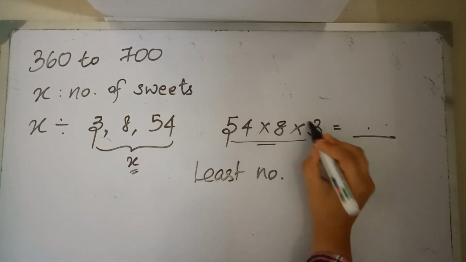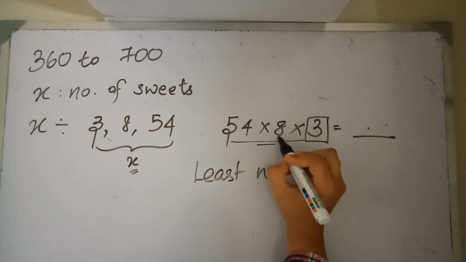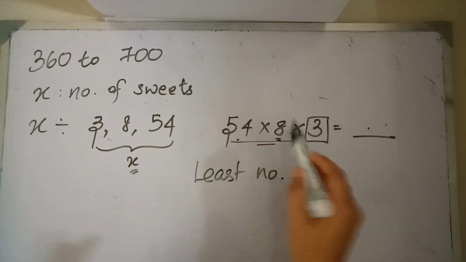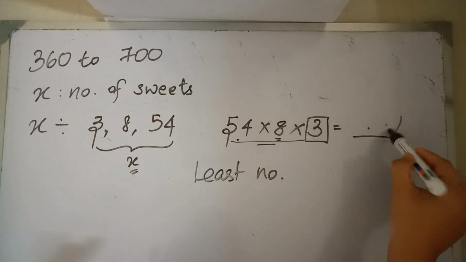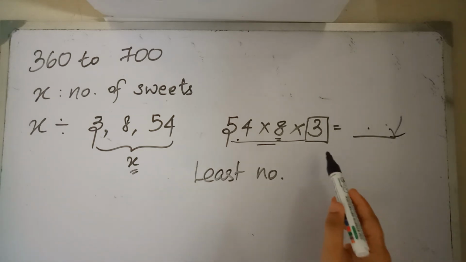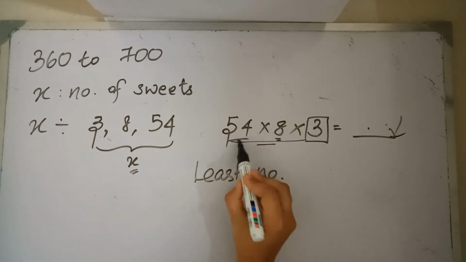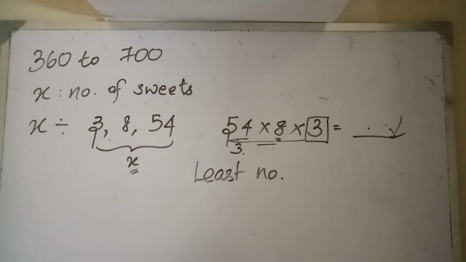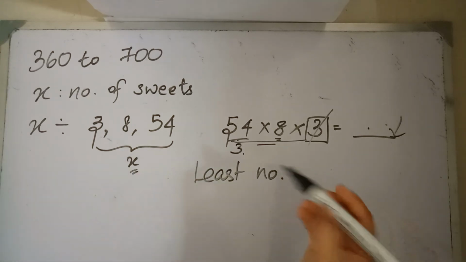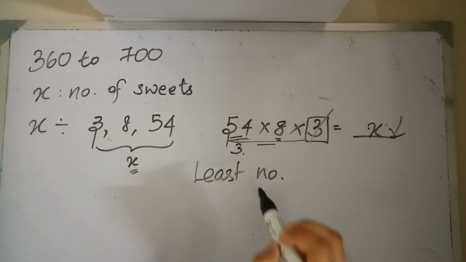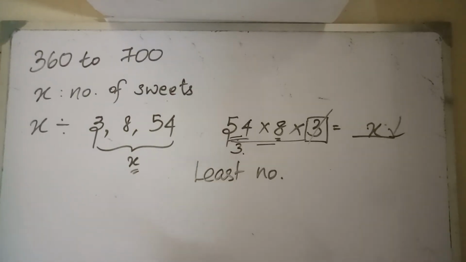Now if you notice, we have 3 over here. 3 is not a factor of 8, but 3 is a factor of 54. Now our aim in this problem is to try to eliminate any of these factors because we need this number as small as possible. So 3 is a factor of 54. That means 54 can be divided by 3 with no difficulty. There won't be any remainder. So we can take away this 3, because if this number x is a multiple of 54, then it's already a multiple of 3, since 54 is a multiple of 3.